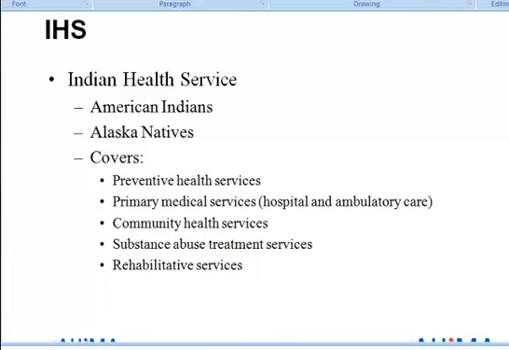The Indian Health Service was created in order to uphold the federal government's obligation to promote healthy American Indian or Alaska Native people, their communities, and the culture. The government-to-government relationship between the U.S. and the American Indian tribes was established in 1787. Some of the covered services are preventative, primary medical services, hospital or clinic items, community health, substance abuse, and also rehab.